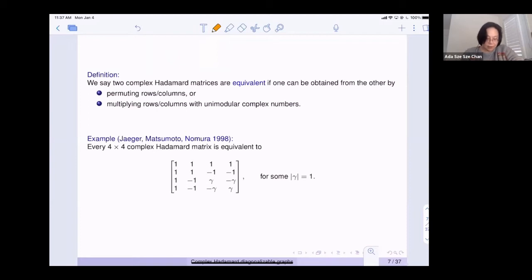Now, for example, if you look at all 4x4 complex Hadamard matrices, then we know that they are equivalent to a matrix of this form. So the first two columns and first two rows are almost like a Hadamard matrix. And then the only thing that you can vary is this little 2x2 block in the bottom right corner. And it will work if you pick any gamma with absolute value 1. So you have infinitely many 4x4 complex Hadamard matrices.